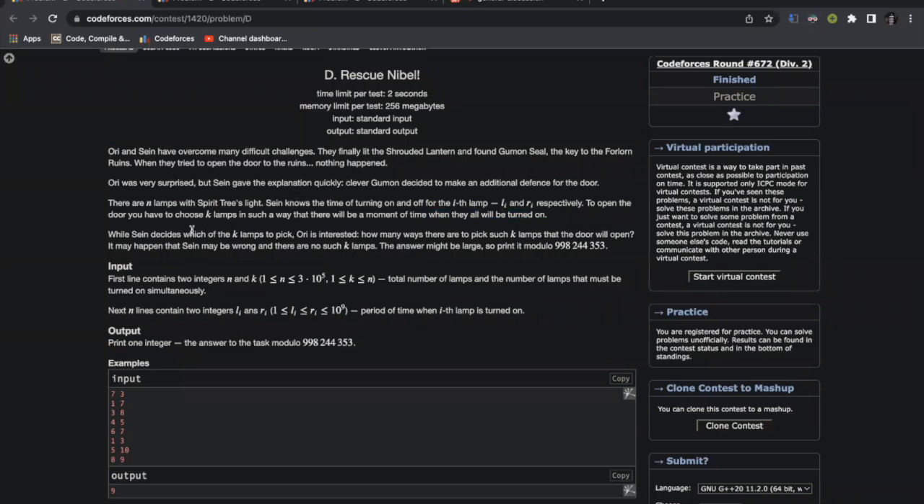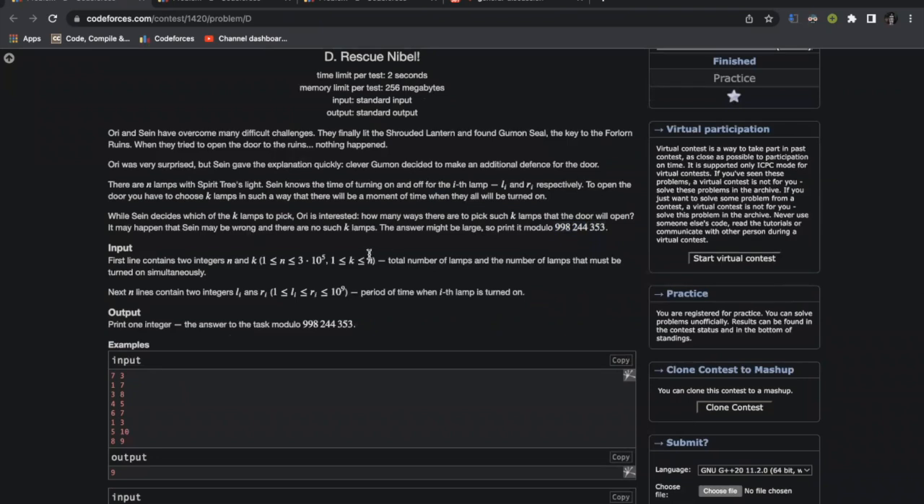Okay. So while Cyan decides which of these K lamps to pick, Ori is interested in how many ways there are to pick such K lamps. So we have to decide how many ways there are to pick K lamps out of these N lamps such that their intersection is non-empty. Okay. So this is the problem. We have to find this value modulo this prime number.